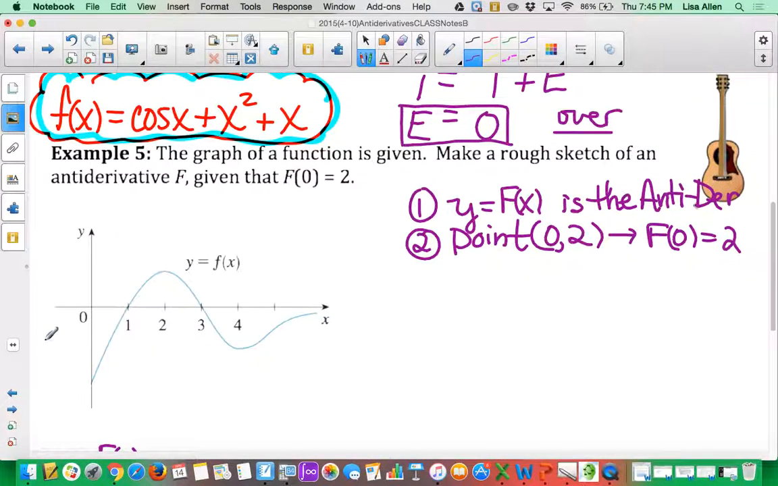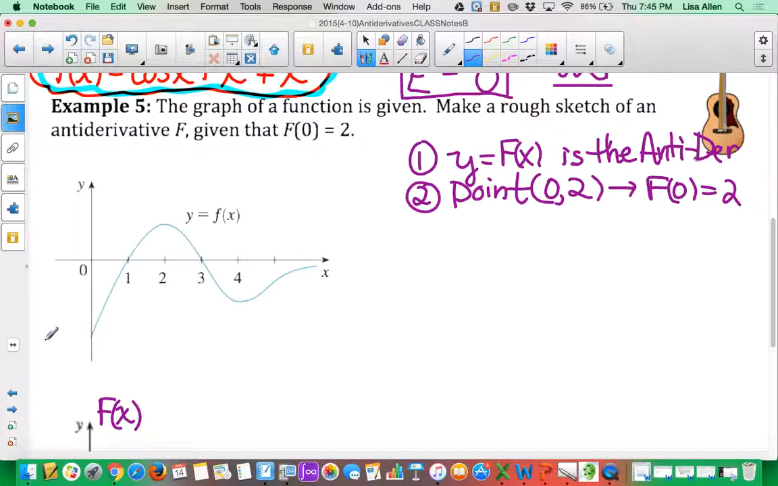Okay, so let's take a look at lowercase f of x. Now remember, if I'm looking for capital F of x, the antiderivative, I treat the function lowercase f like it is the derivative. Like it is the derivative graph. I know some of you are probably sitting there going, I'm not really sure, Mrs. Allen, but you'll get it. Hold on just a second.